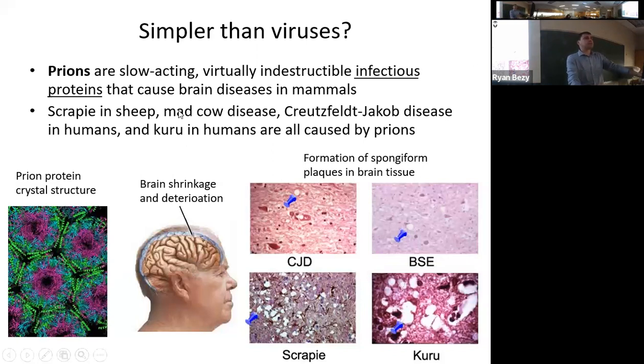Mad cow disease is in cows, but you can get it from eating contaminated beef, for instance. You would never know it, because it takes about 20 to 30 years to set in after that. Very slow acting. Kuru is kind of interesting.